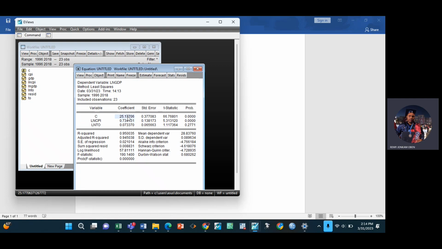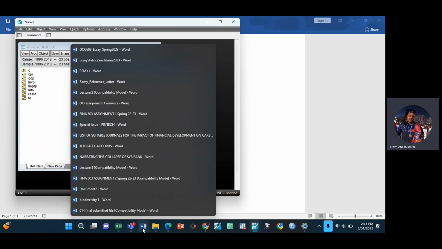With this constant, I'll add something now. This constant is significant, so we can interpret. So we'll say without the effects of CPI and trade openness, the average GDP will be 25.18%, right?